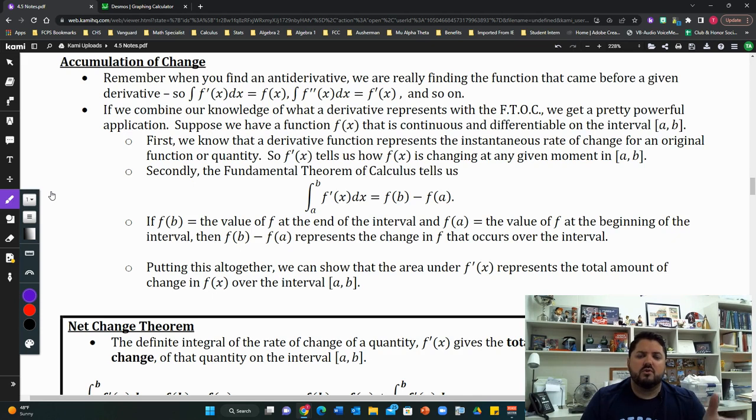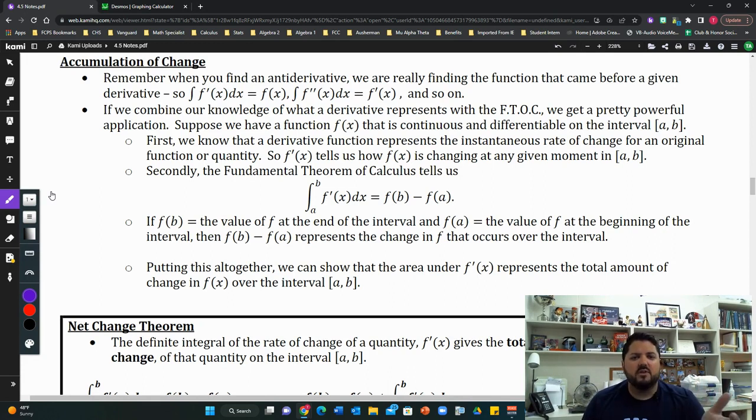But if we treat each of those equations as the derivative of something, then when I integrate that f prime function, it takes me back to the original f. Or if I start with f double prime and integrate, it takes me back to f prime, and so on. So if we combine our knowledge of what a derivative represents with the fundamental theorem of calculus, we get a pretty powerful application, and that is this accumulation of change.